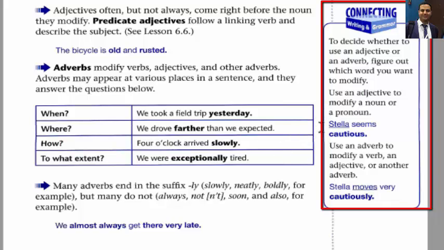Use an adjective to describe a noun or a pronoun. For example, Stella seems cautious. The word cautious is an adjective because it tells you more information about Stella, so it describes a noun.